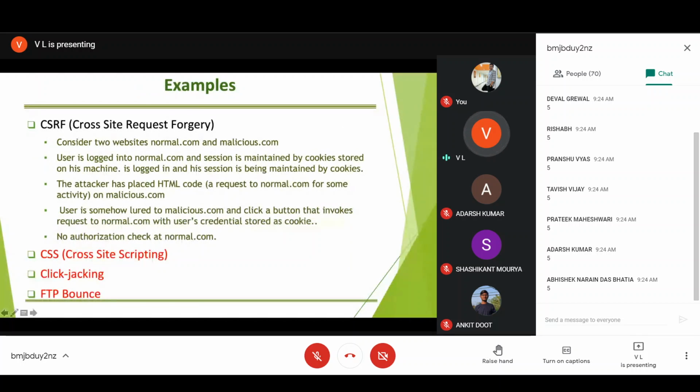So other examples of confused deputy problem are CSRF, cross-site request forgery, cross-site scripting, clickjacking, FTP bounce. These all are examples of confused deputy. For example, let's look at an example of clickjacking. What happens in clickjacking?